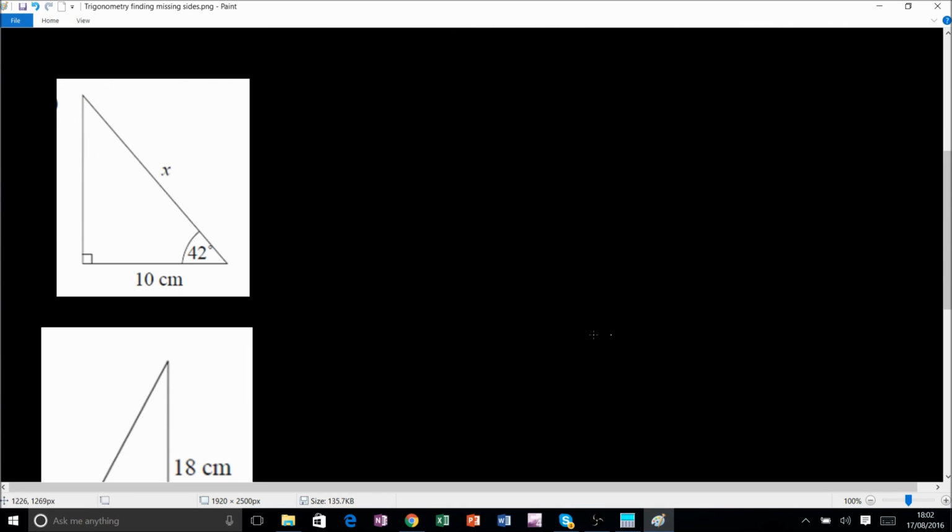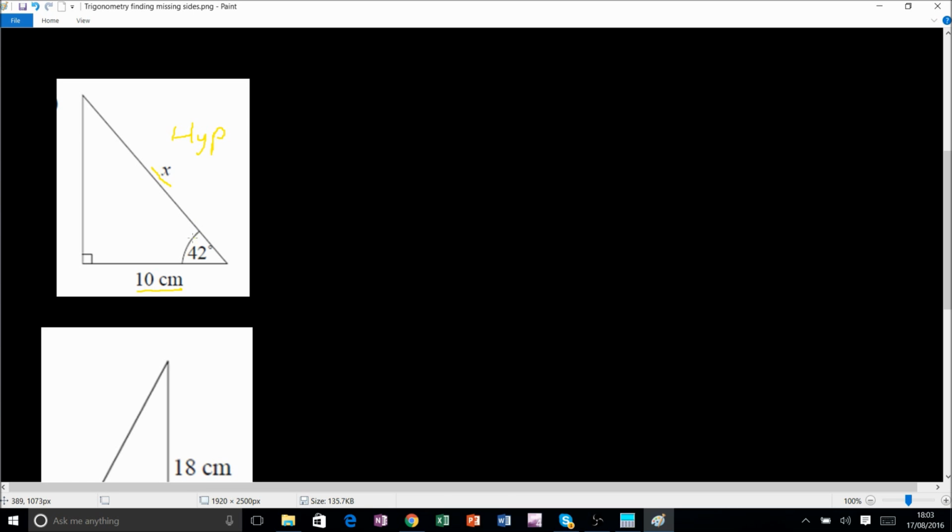Let's look at the next one here. Here we have been given this side, and we are looking for this side. So what is this side? The opposite, adjacent, or the hypotenuse? Well, we know that the longest side is opposite the right angle, which is x. We know that this is the hypotenuse.